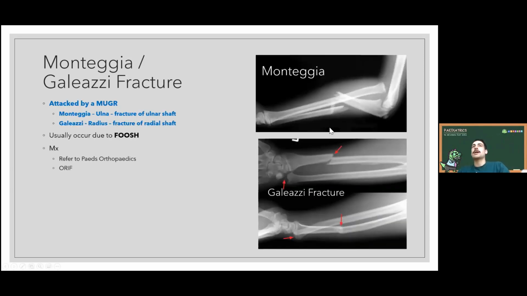Then you've got your Monteggia and Galeazzi fractures. So a kid's been attacked by a mugger. So MU is Monteggia and ulna. So you get a fracture of the ulnar shaft from Monteggia. And then Galeazzi and radius. So GR, you get a fracture of the radial shaft. This is usually from an outstretched hand and will need ortho referral and open reduction internal fixation.